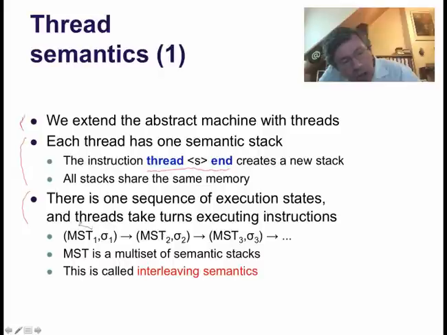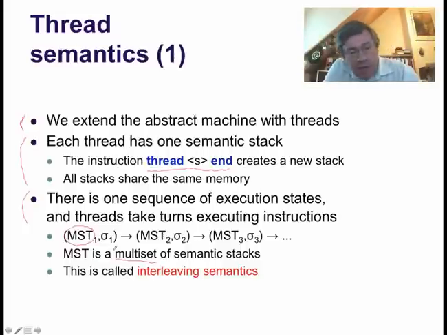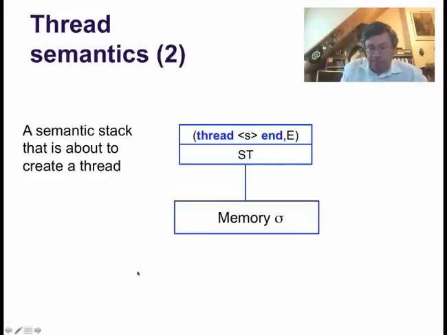So instead of having one semantic stack in the execution state, we now have a multi-set of semantic stacks. And that means we have a set of them. We can have more than one, but the elements might be the same. Two semantic stacks might, by some chance, have exactly the same instructions in them. So it's a multi-set and not a set. And then each execution step takes this multi-set and the memory and does one step. This is called interleaving semantics, as the execution of all the threads is interleaved to form the one global execution.